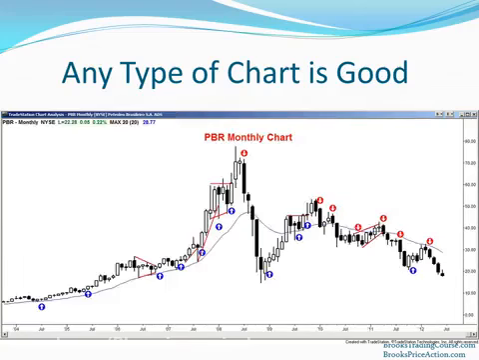Monthly chart, Petrobras. Okay, again, basic price action is the same. Parabolic buy climax, the final flag, strong bear spike, pullback, test of the low, and there are tradable patterns all the way through the chart.